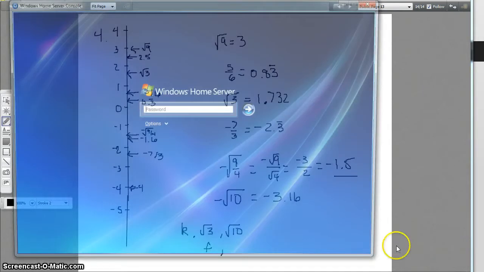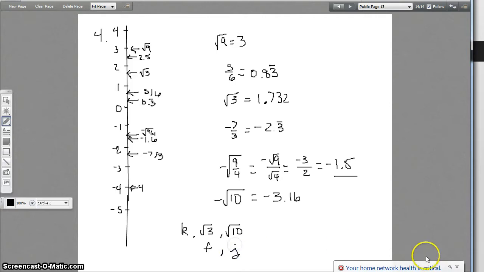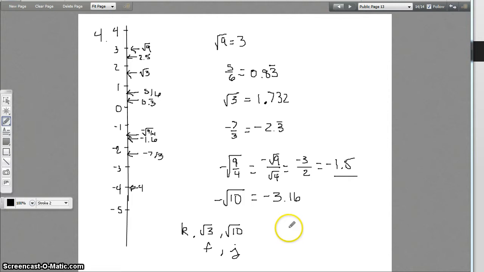and, sorry about that. Hold on. Which are parts F and J. Let me get rid of that. Okay, so parts F and J. Sorry, I keep having warnings popping up on my computer screen while I'm trying to do this lesson.